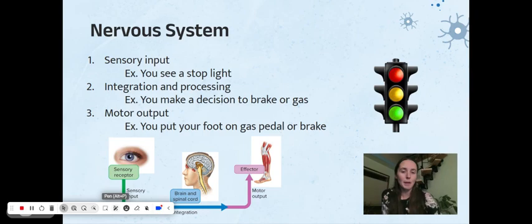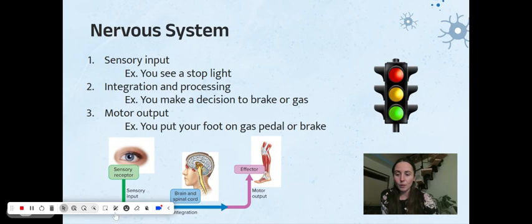To do this, I like to imagine a stoplight. Say you're driving to school, you see a stoplight. That first time you see it, that's your sensory input, right? There's something in the world around you. Your senses are sending that information to your brain. Once we get to the brain, that's where these senses send information to integrate it there and process it there. So after you see that stoplight, you're making a decision: do I need to press the gas? Do I need to press the brake? And then the third thing is that motor output.